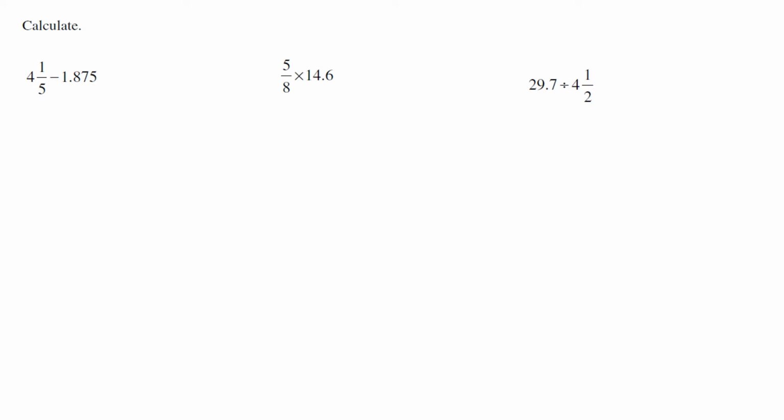I typically find it easier to convert mixed numbers to improper fractions first, so I'm going to do that. So I want to convert 4 1/5 to an improper fraction. So I multiply the whole number by the denominator, add the numerator, divide by the denominator. So this is going to give me 21/5.